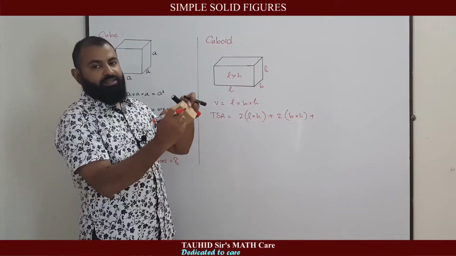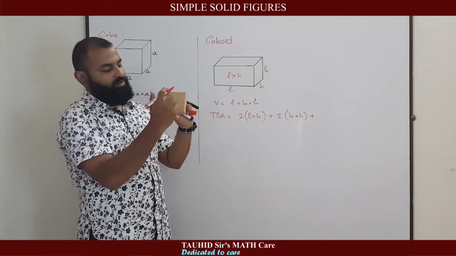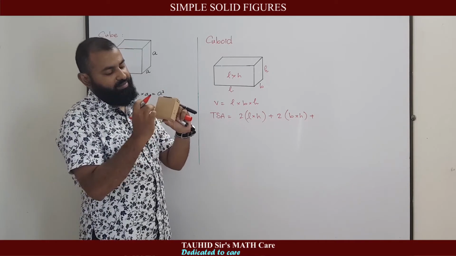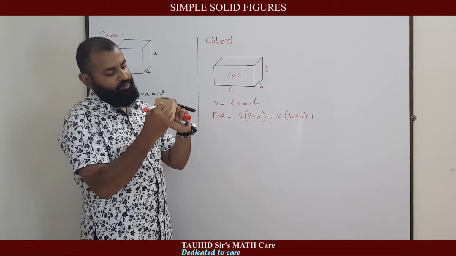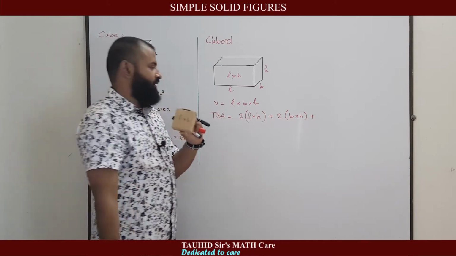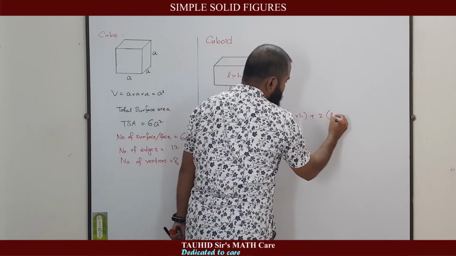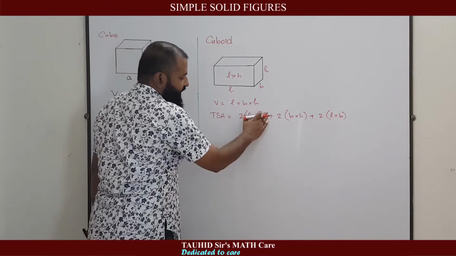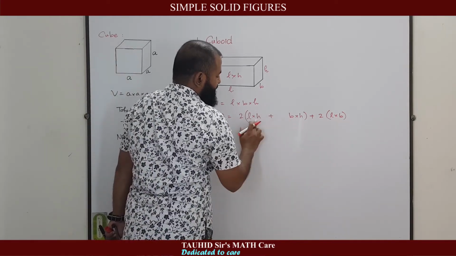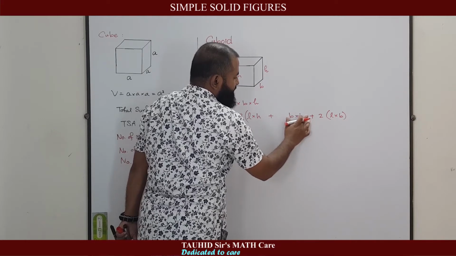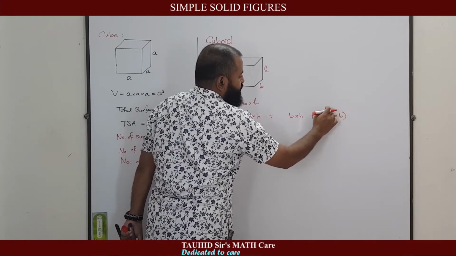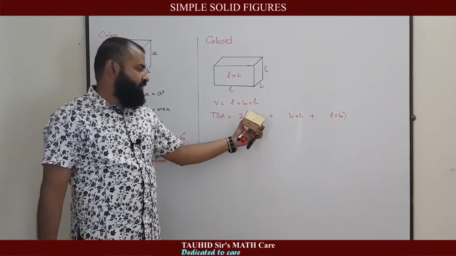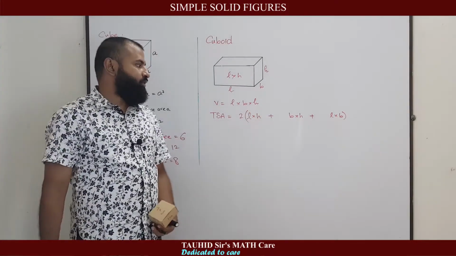Plus this is length, this is breadth. So this side is length into breadth, and the opposite side is also length into breadth. So we get 2 length into breadth. If we take the 2 as a common factor, we can write 2 into length into breadth plus breadth into height plus length into height.